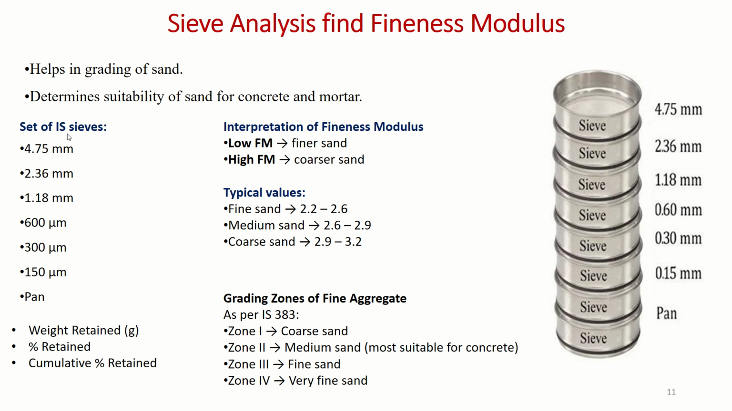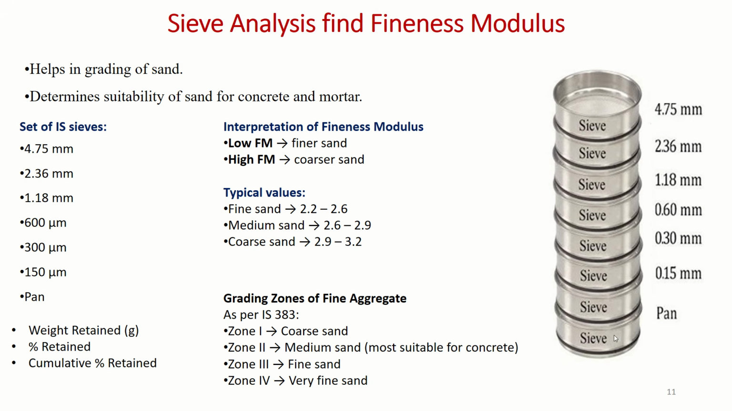Okay, so after doing the sieve analysis, we have to record the weight retained on each sieve. Then you have to find out the percentage weight retained, then cumulative weight retained, then summation of cumulative weight retained divided by 100, you will get the fineness modulus. For sand, fineness modulus range is normally from 2.2 to 3.2. If sand is very fine, the range is 2.2 to 2.6. If it is medium, 2.6 to 2.9. Coarse sand, then it is 2.9 to 3.2.